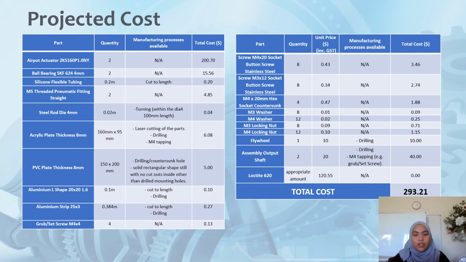This is the overall projected cost from the manufacturing of the engine. However, this cost did not cover any additional costs other than the parts of the engine itself. We spent about $293.21 for this engine. Most of the costs were incurred on the purchase of the Apple actuator. The cost, however, can be minimized with some improvements implemented inside the engine parts. I'll pause here to let my teammate explain the details on ways to improve the engine while improving the cost efficiency.